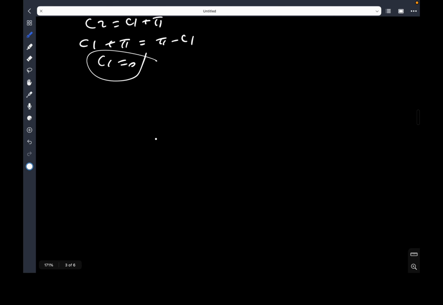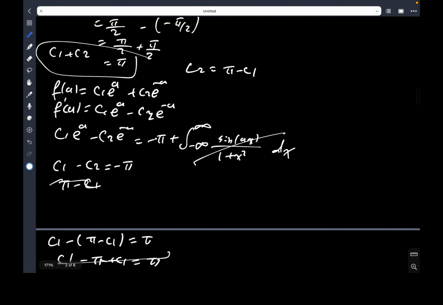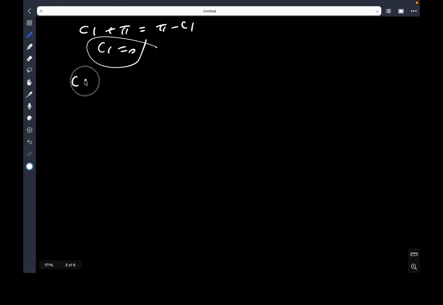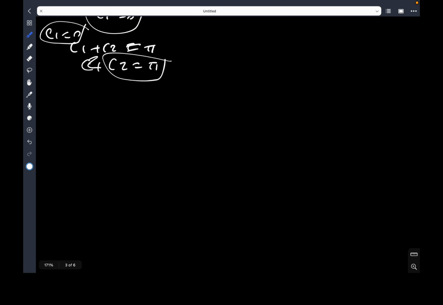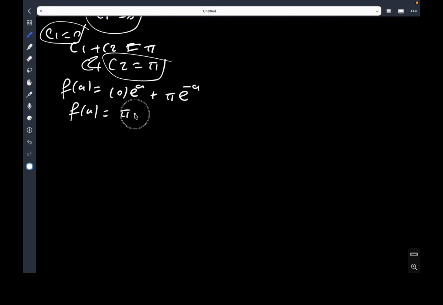Now we're talking. Okay, now let's get back to this equation, c1 plus c2 equals pi. So c2 therefore should be equal to pi if c1 equals 0. My general solution therefore is 0 times e to the a plus c2, which is pi e to the negative a. My f of a is going to be pi e to the negative a.